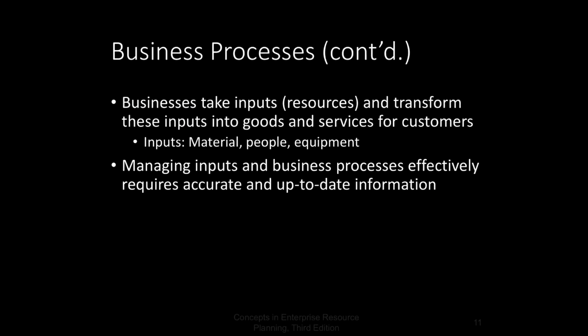Now, businesses also take inputs and transform these inputs into goods and services for customers. So when a customer buys Chicken Joy, Jollibee transforms this input into a real Chicken Joy. Okay? So managing inputs and business processes effectively also requires accurate and up-to-date information. So it must be real time. Otherwise, there would be delays and disastrous things that could happen.